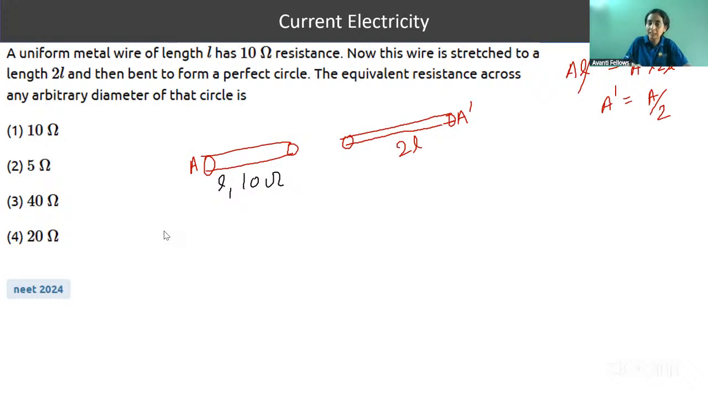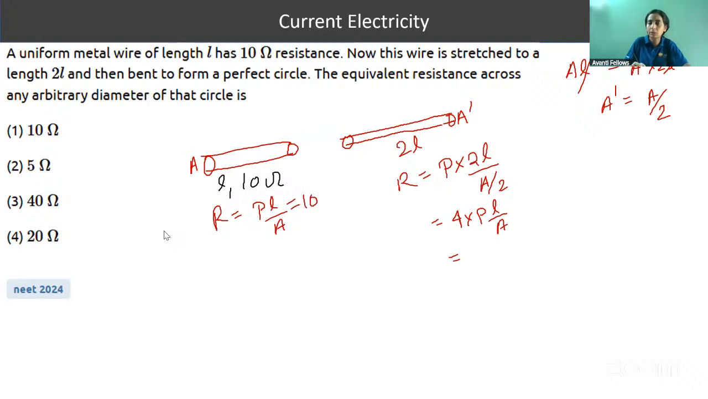So what will be the resistance of this wire of length 2L? What formula of resistance will you write here? Rho L by A, and here it will be how much? Rho will remain the same because it is the same material that you have stretched to double length, right? So rho into length, what will you write? 2L, area of cross section A by 2. So this is becoming 4 into rho L by A. It means its resistance will be how much? 4 into 10, because rho L by A is equal to how much? 10 ohm. So this is equal to 40 ohm. So this wire has a resistance of 40 ohm.